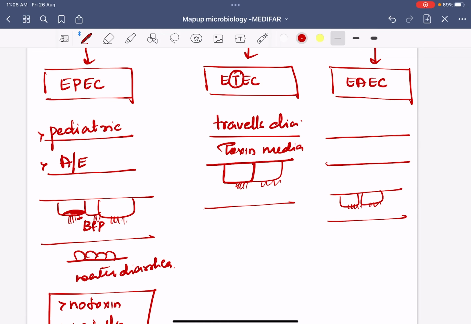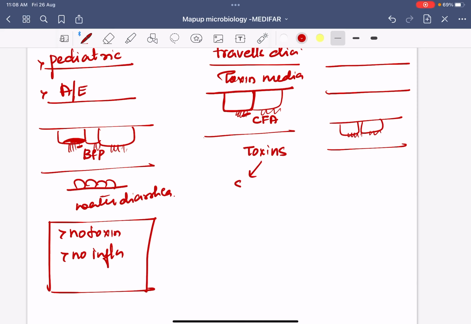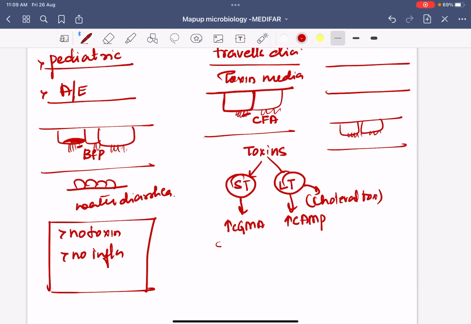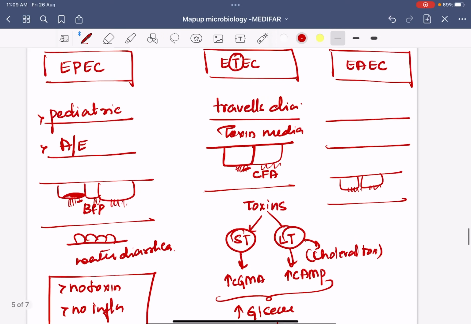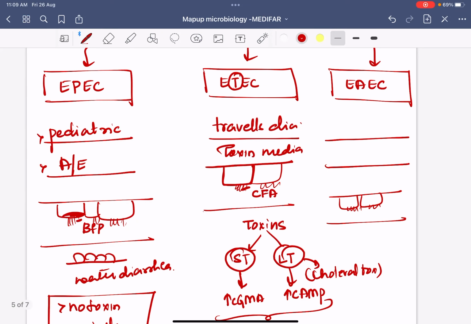Enterotoxigenic E. coli comes and binds to the intestinal mucosal cells with the help of colonization factor antigen and releases toxin. The enterotoxins are of two types: heat stable toxin and heat labile toxin. Heat stable toxin increases cyclic GMP and heat labile toxin increases cyclic AMP. This heat labile toxin is similar to cholera toxin. So both of which cause increased GI secretions leading to significant watery diarrhea. Okay, so here the watery diarrhea is toxin mediated.